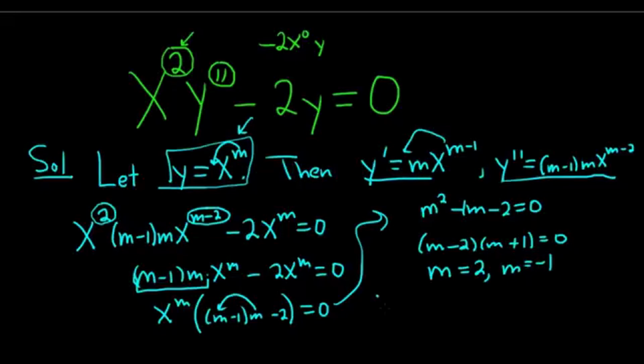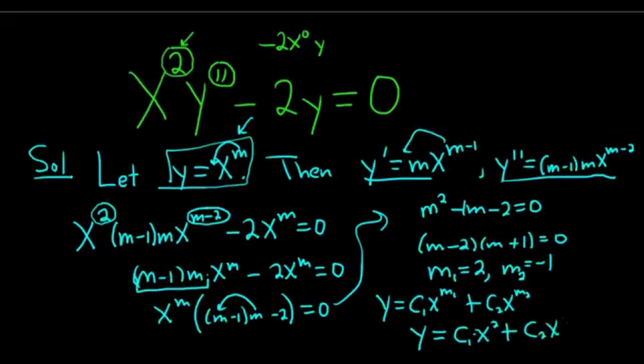So whenever you have distinct real roots, the solution to the Cauchy Euler Differential Equation looks like this: C1 x to the m1 plus C2 x to the m2. So we can think of this as m1 and we can think of this as m2. In this case, we have distinct real roots. So the final answer would be C1 times x squared plus C2 times x to the negative 1. And that would be the solution to the differential equation.